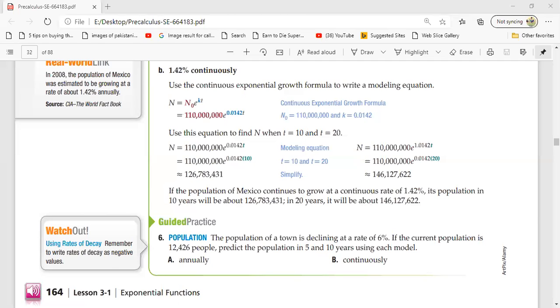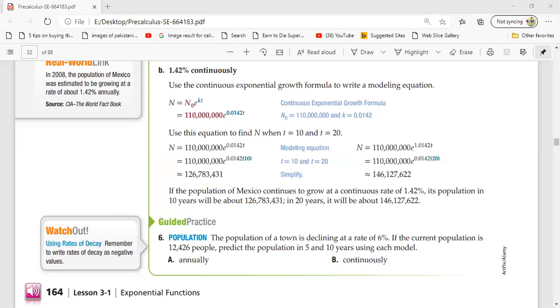In that formula, you will take minus 0.06 because it is declining. And N0 is what you have given, 12,426. So after 5 years, what will be the population? It will decrease. It will be less than this one. So in that case, we will have N equals N0, the formula will be the same, 1 plus r to the power t. It is annually. So therefore, N0 is 12,426. But here 1 minus 0.06 will come, raised to power t, that is 5 years.